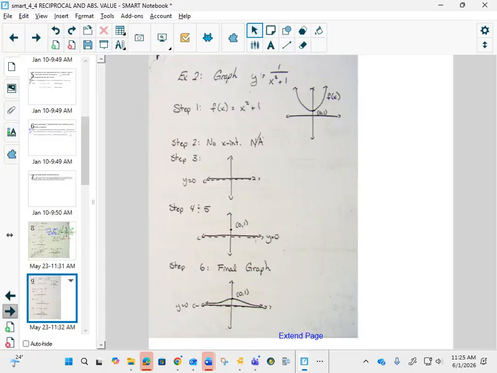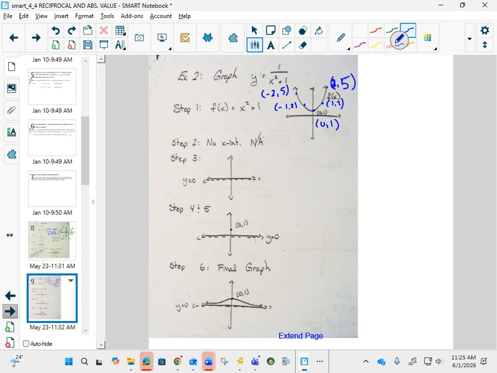So you have your original graph. Look at the points we've got. 0 comma 1. We would have 1 comma 2. We would have 2 comma 5. And over here I'd have negative 1 comma 2 and negative 2 comma 5. Then right beside it, I would do my reciprocal.